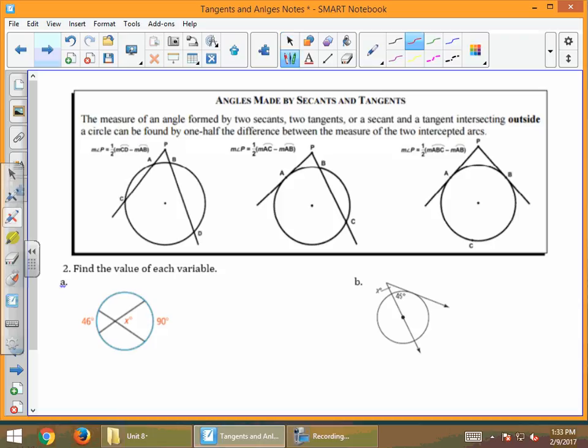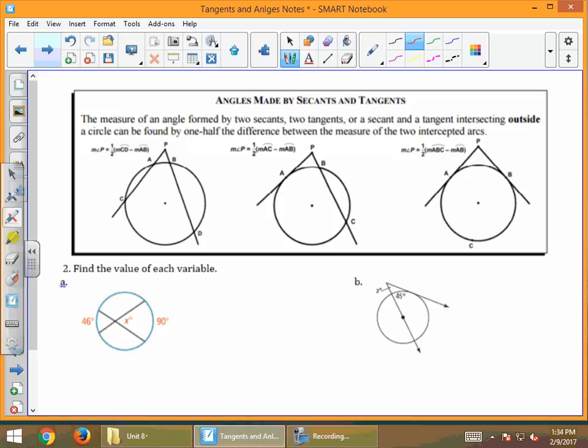Good. So when the angle is on the outside, you do something a little bit differently. Again, this whole little section right here is whether the intersection's inside or it's outside. You can see we're talking about angle P. Obviously, angle P is outside the circle. So how do we find that angle? Well, it's actually a really similar formula. So it's outside the circle. It can be found by 1/2 the difference.